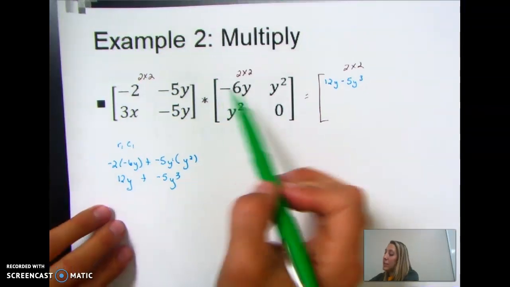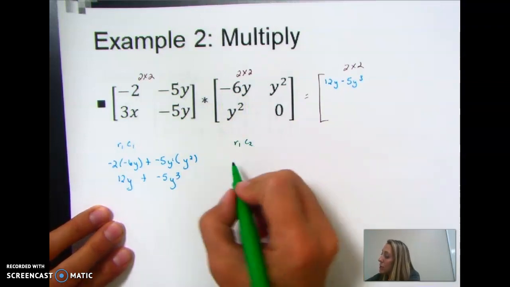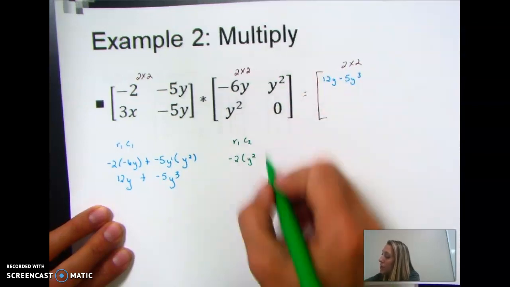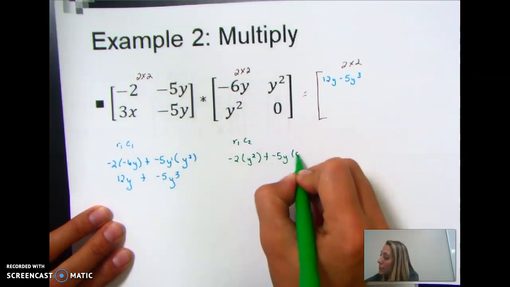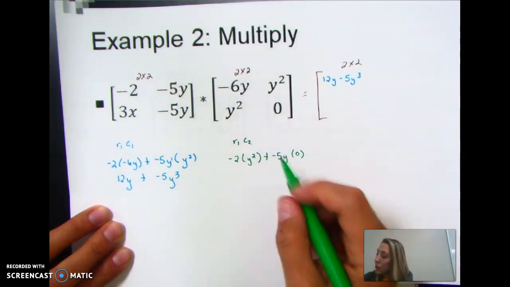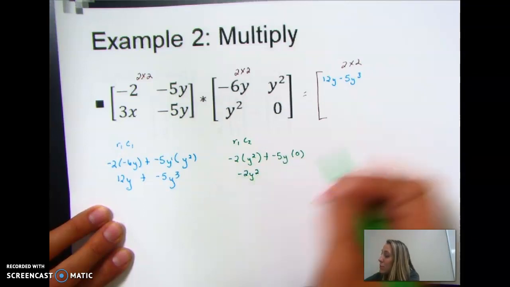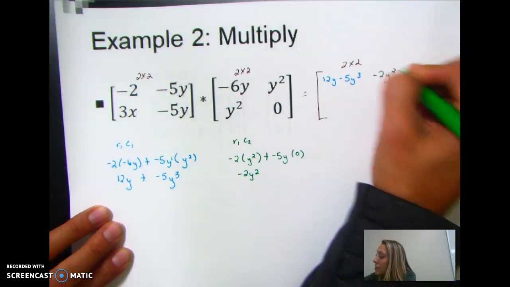All right, now I have to do the second column. So this is still row 1. This is column 2. I have negative 2 times y squared plus negative 5y times 0. Ooh, this is going to be great. Negative 2 times y squared is negative 2y squared. Anything times 0 is 0. So my second entry is just going to be negative 2y squared.